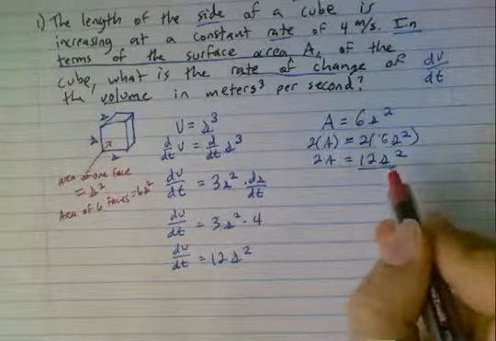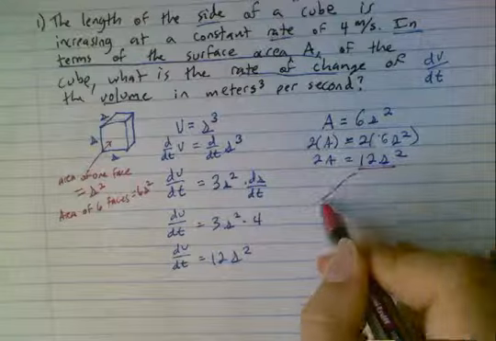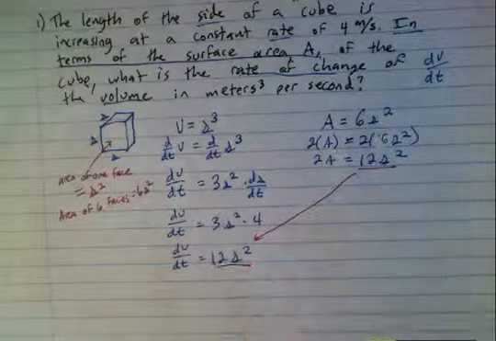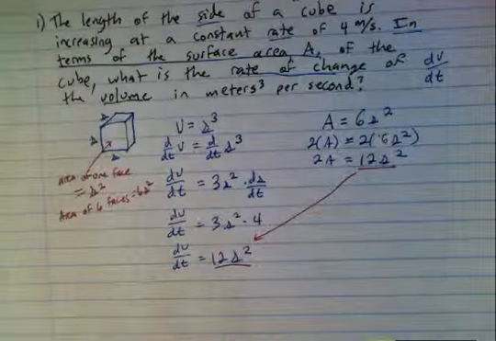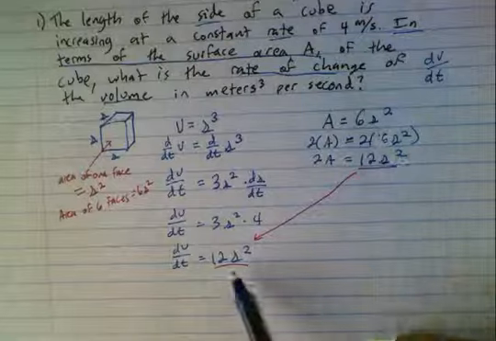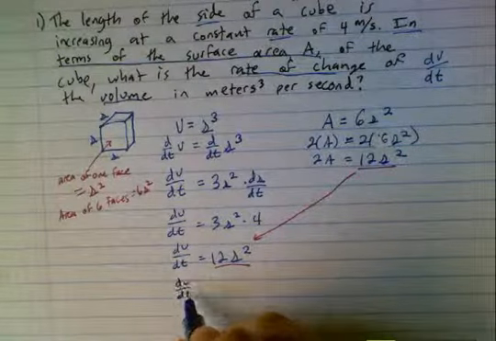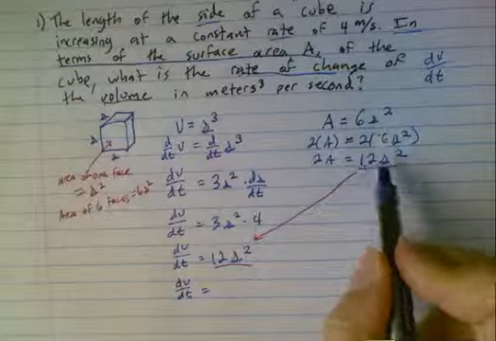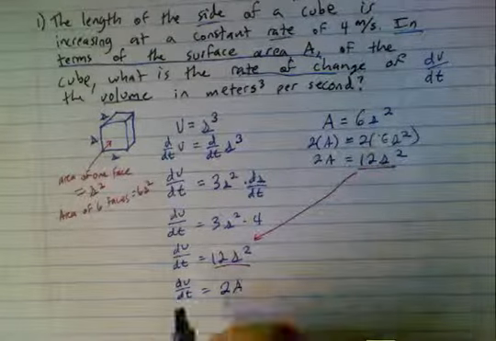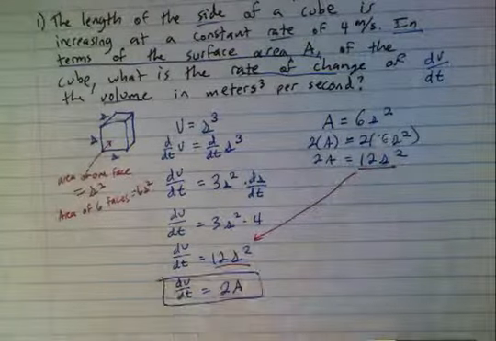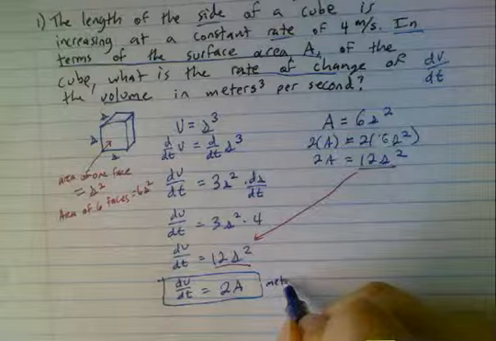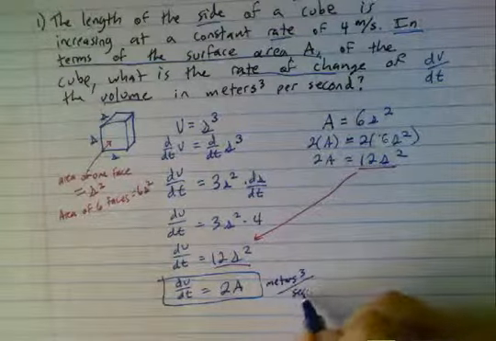Notice how this matches up with this. So whenever we have two things that match up exactly, we can substitute, take out the 12s squared, put in the 2A. We're told our units are meters cubed per second.